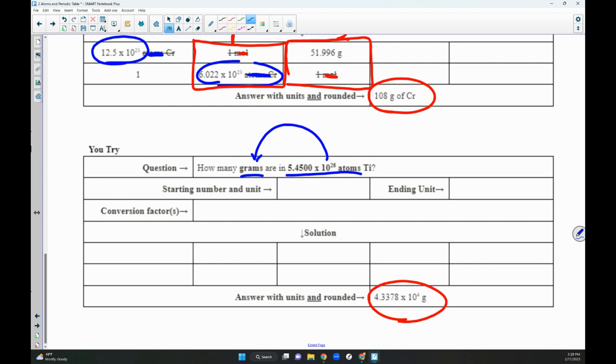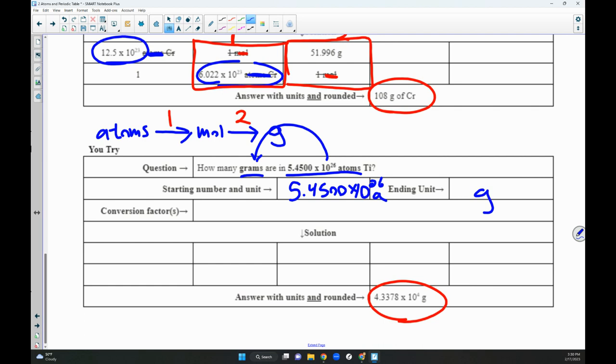So let's map it out up here. We're going to begin with atoms. We're going to convert to moles. Moles are always going to be in the middle on these two-step problems. And then we're going to convert from moles into grams. We can think about it like this: step 1 is atoms to moles, and then step 2 is moles to grams. So my starting number and unit is 5.4500 times 10 to the 26th. My ending unit is going to be grams, and I forgot to write atoms here. I'll abbreviate atoms with an A. I apologize for my handwriting.